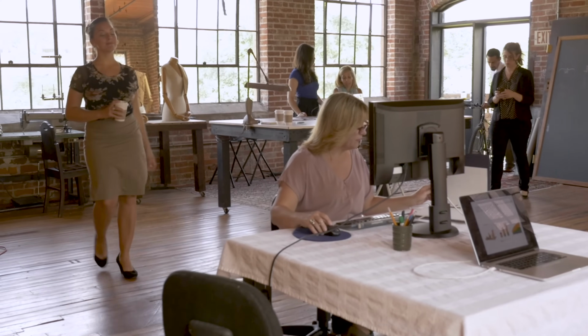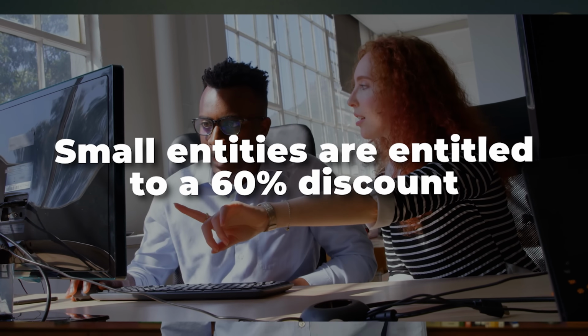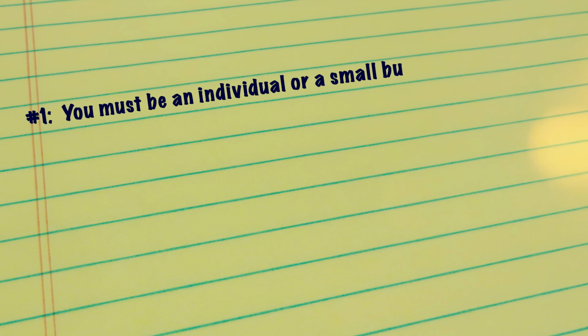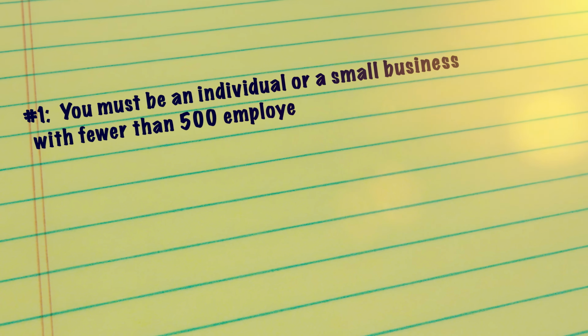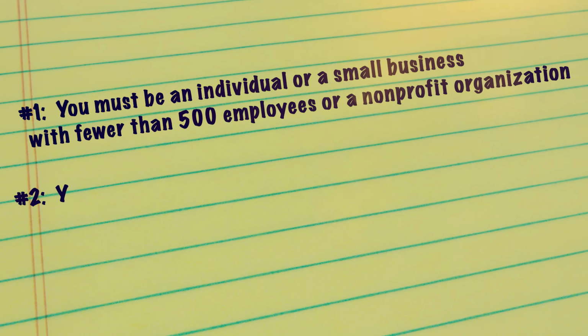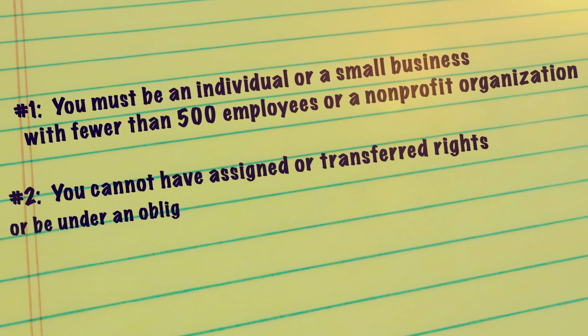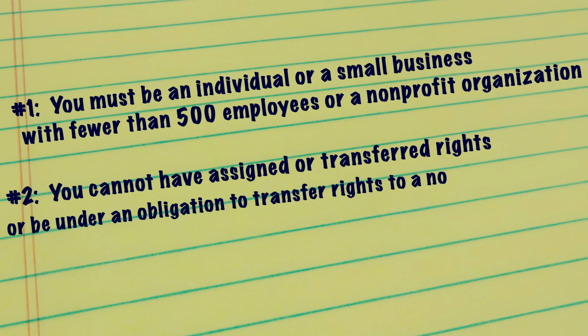The second category, right below large entity, is small entity. Now, small entities are entitled to a 60% discount from the large entity fees in the Patent Office. There are 2 requirements to be classified as a small entity. First of all, you must be an individual or a small business with fewer than 500 employees or a nonprofit organization. And the second requirement is that you cannot have assigned or transferred rights or be under an obligation to transfer rights to a non-small entity.